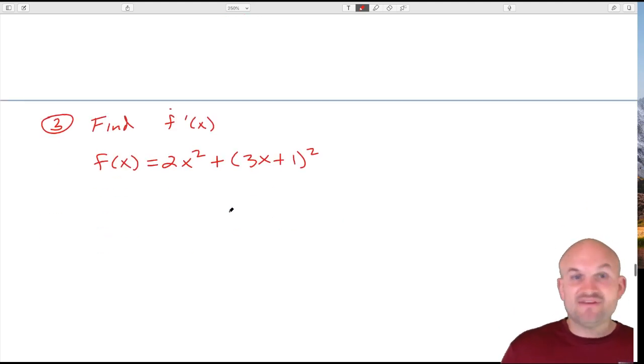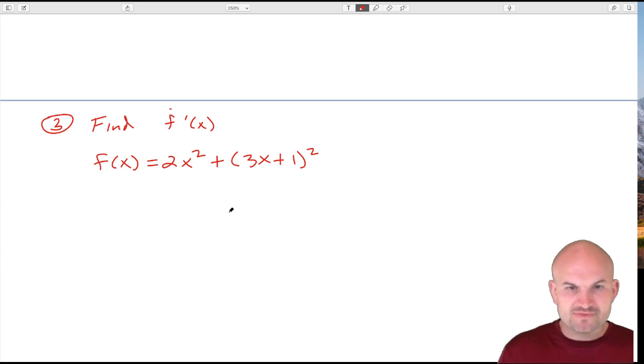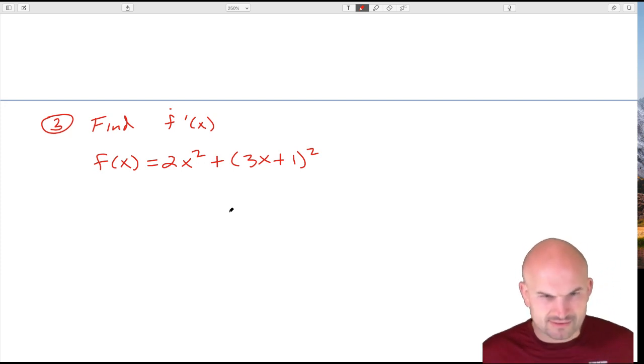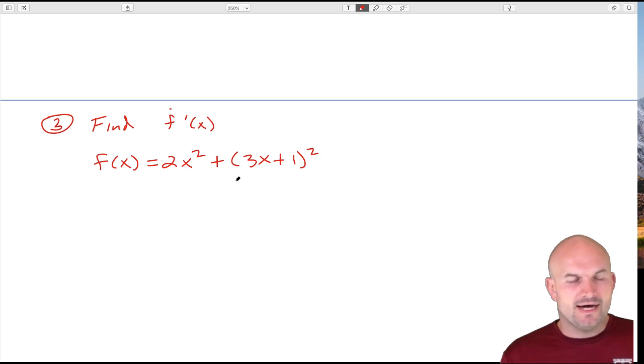All right, the next one is find the derivative, chain rule. It's been a while, but I looked at this one and I'm pretty sure I remember both of the things.